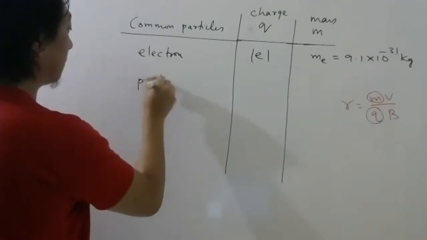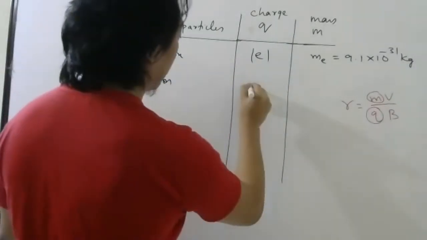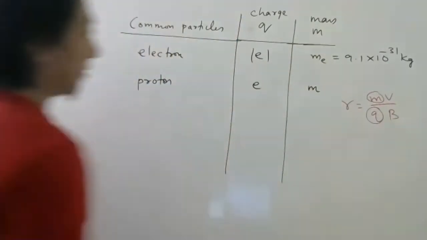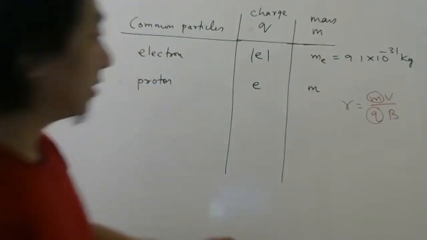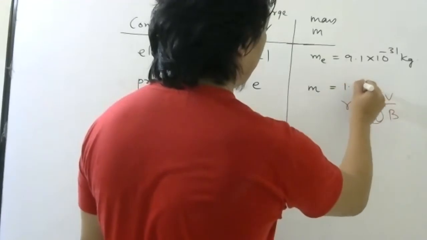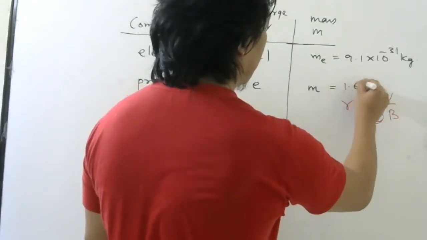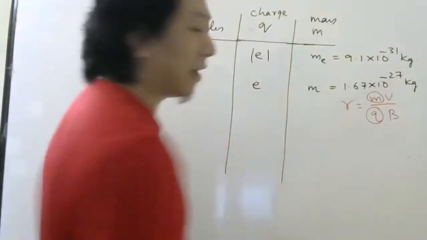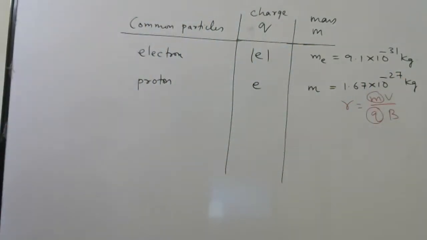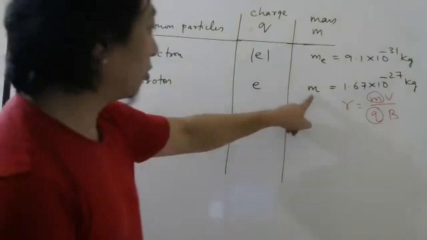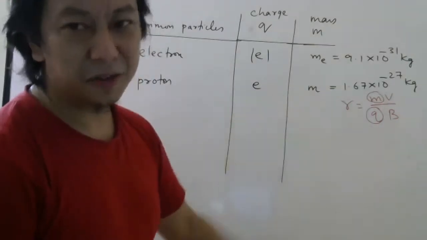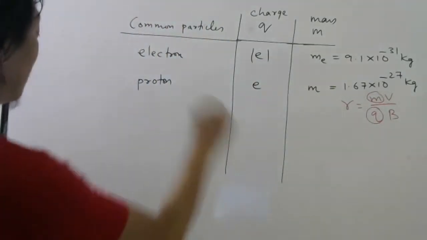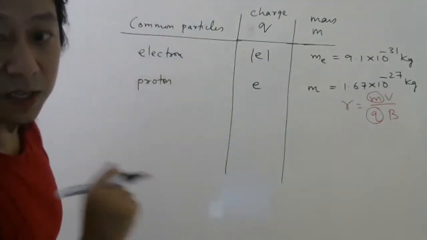Proton. What about proton charge? Plus e. Mass, let us write m, and the value of proton's mass is 1.67 into 10 power minus 27 kg. All these are approximate. Okay. So this is proton's mass. m I am writing; m_p also you can write. Now these two are very common. Now come some other ones.